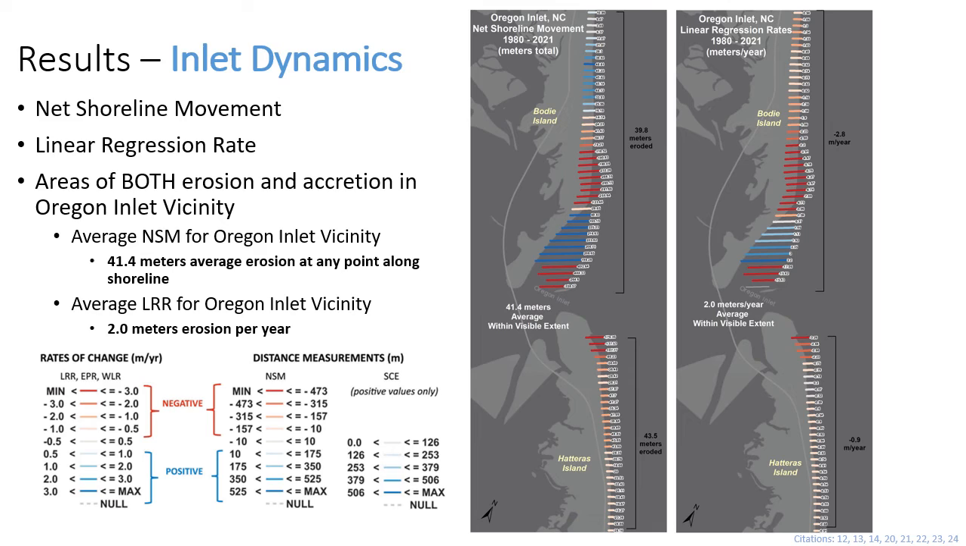I chose to look at one distance measurement, net shoreline movement, and one rate, the linear regression rate. Net shoreline movement shows the total distance to date that the shoreline has moved since 1980 at any given point, and linear regression rate is the rate of change in meters per year. So it shows the trend, but not the actual erosion. Average shoreline movement for this area was 41.4 meters of shoreline retreat, erosion, at any point, and the average linear regression rate of retreat was 2 meters per year. Again, there were areas of erosion and accretion, so material was moved and it was deposited.